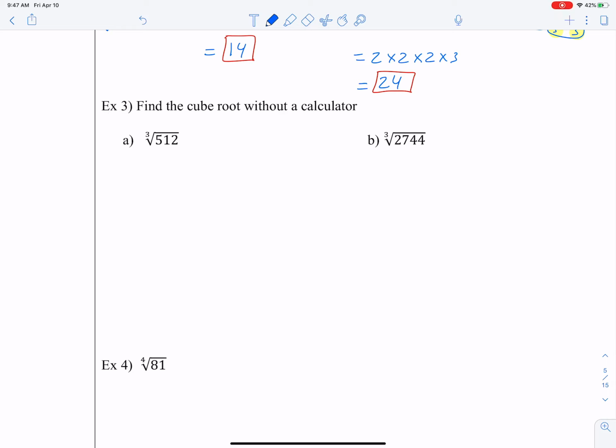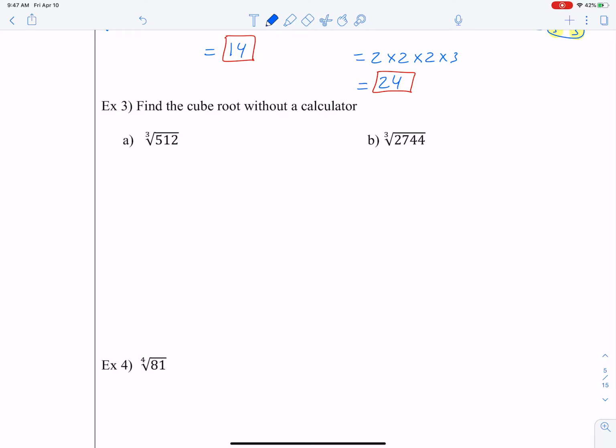So here's part 2 of 1.3. In this next question, the examples that we're looking at have an index of something other than 2. So in A and B, the index is 3, and in 4, the index is 4. Okay, so let's take a look at how you do these ones.